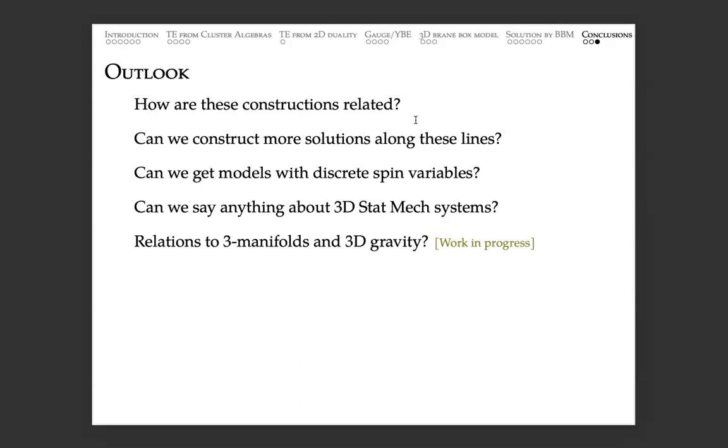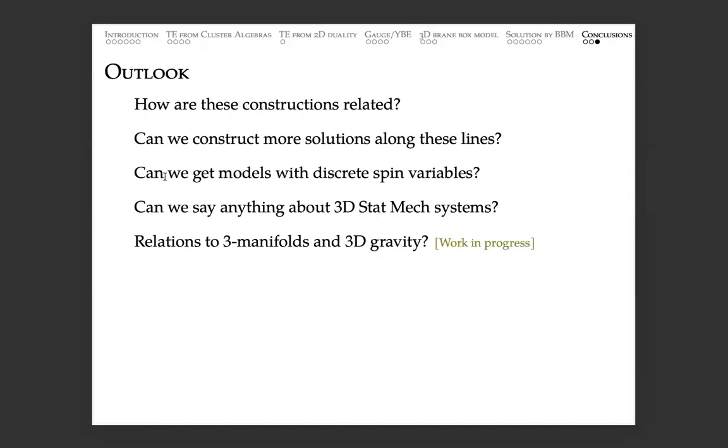I'm saying this because in the 2D version of my story, the gauge/YBE correspondence, I only explained the simplest case, related to the 2D brane box model. But that's the simplest member of a family of theories known as brane tiling models. You can use different members of brane tiling models to construct more solutions of the Yang-Baxter equation. So I would expect that using different members of brane brick models, you can construct more solutions of the tetrahedron equation.